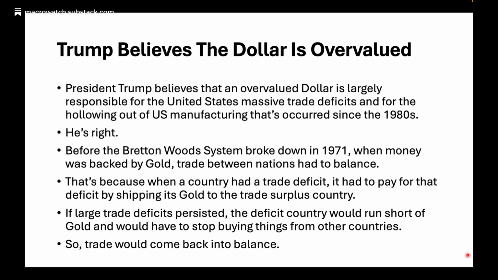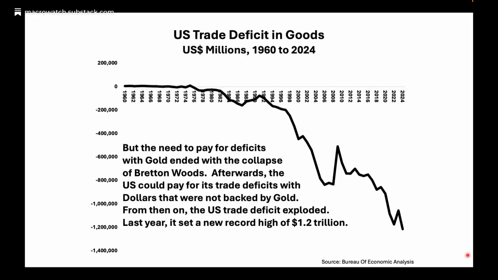had to balance. That's because when a country had a trade deficit, it had to pay for that deficit by shipping its gold to the trade surplus country. If large trade deficits persisted, the deficit country would run short of gold and would have to stop buying things from other countries. So trade would come back into balance. But the need to pay for deficits with gold ended with the collapse of Bretton Woods.